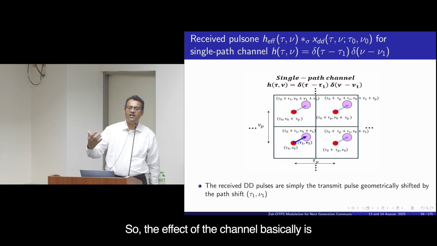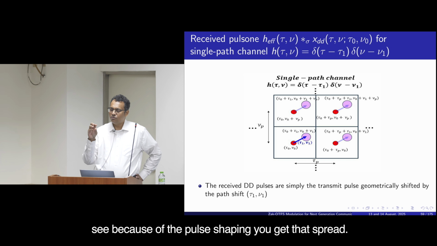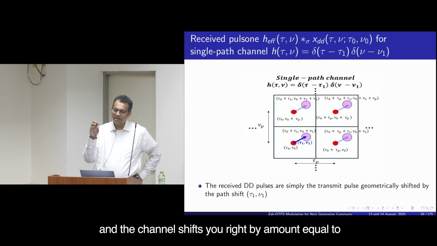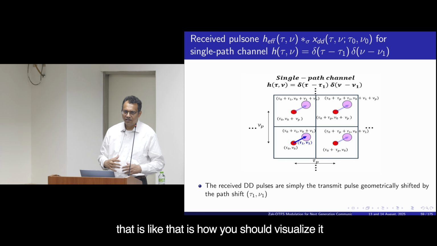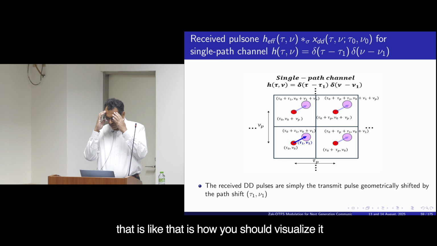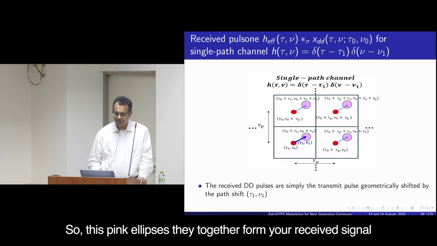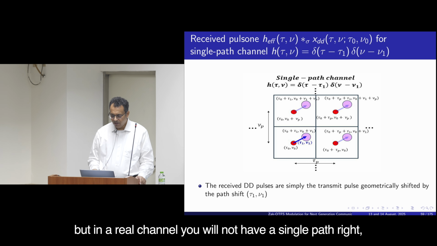So the effect of the channel basically is, see, because of the pulse shaping you get that spread. So you go from the red dot to the pink dot and the channel shifts you, right, by an amount equal to tau 1 along the delay and nu 1 along the Doppler. That's how you should visualize it in your mind. Okay. So these pink ellipses together form your received signal for the single path channel case.